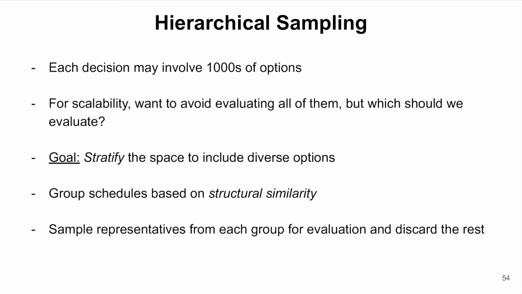As I mentioned before, some of the decision points involve potentially thousands of options. Featurizing and evaluating states with the cost model is very expensive, so for scalability, we want to avoid evaluating all of them. But how do we choose which ones to evaluate? We want to stratify the search space to include a diverse set of promising options. At each decision point, we group all the schedules into buckets based on structural similarity. We expect that schedules within the same bucket will have similar performance characteristics, so there's no need to evaluate all of them. Instead, we sample representatives from each bucket to be evaluated and discard the rest. Using this approach, we ensure that there are structurally diverse options for us to consider.